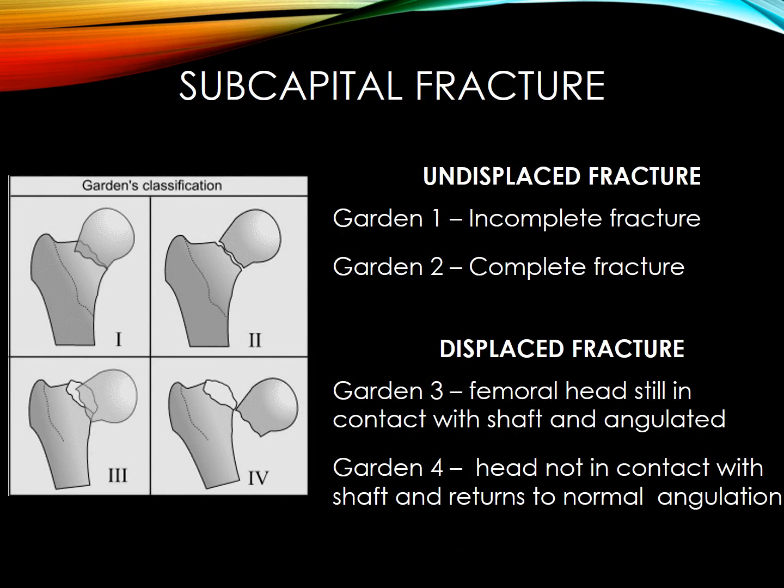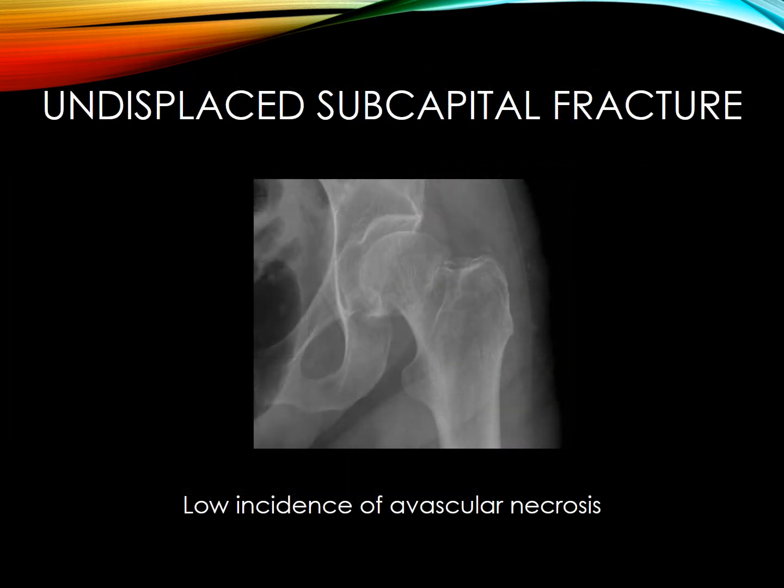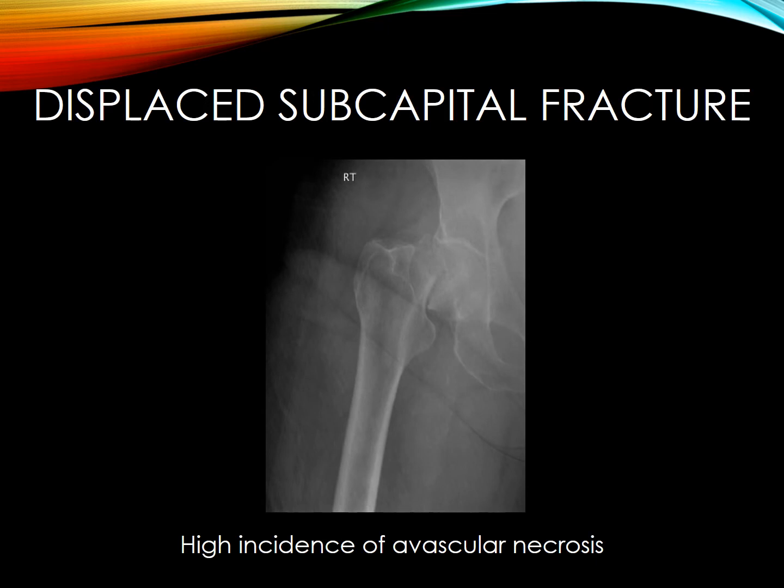How do we then subclassify these subcapital fractures? Well, in the old days we used the Garden classification of 1, 2, 3 and 4, but we've simplified it now into undisplaced and displaced fractures. On this slide we have an undisplaced subcapital fracture with a low incidence of avascular necrosis, and on this slide we have a displaced subcapital fracture which has a higher incidence of avascular necrosis.